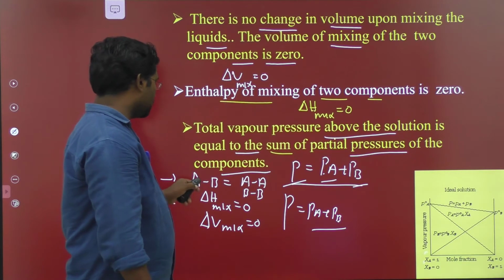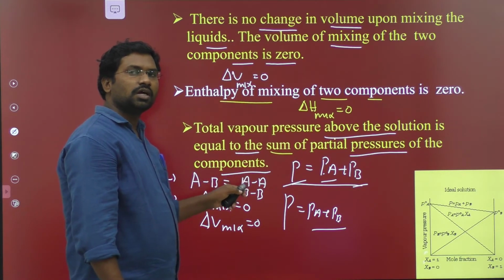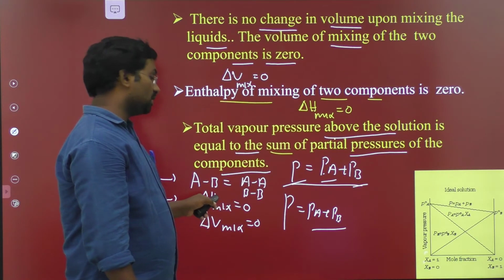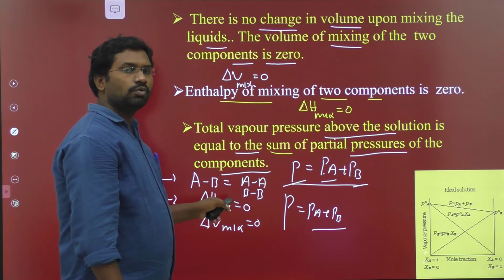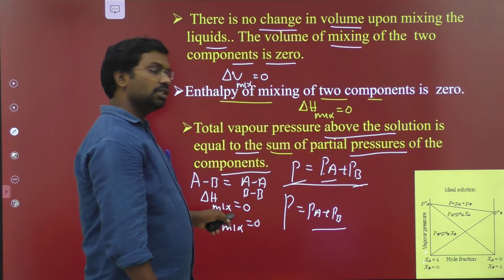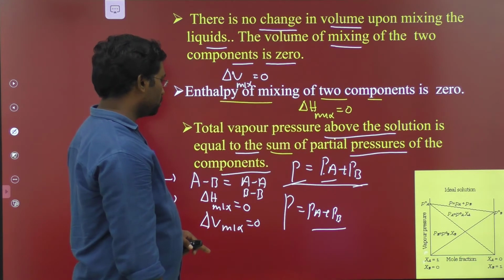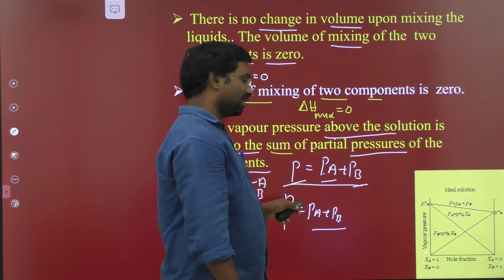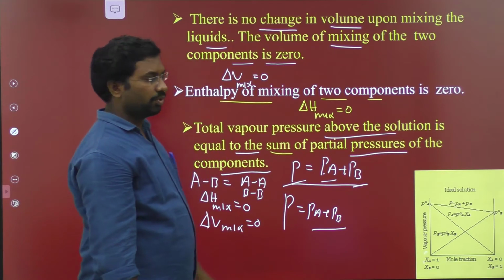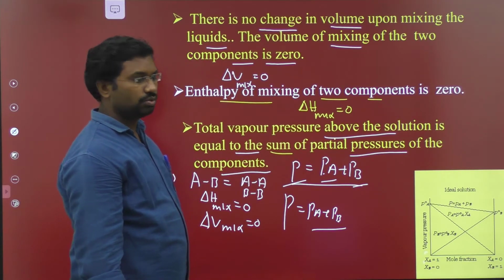The interaction between the solvent and solute is equal to the interaction between solvent and solvent, and solute and solute. Delta H mix is equal to 0: the change in the enthalpy of mixing of the two components is equal to 0. Delta V mix is equal to 0: the change in the volume of the two components to form a solution is equal to 0. The total pressure exerted by the solution is equal to the sum of the partial pressures of each component. So these are all the important characteristics of the ideal solution.